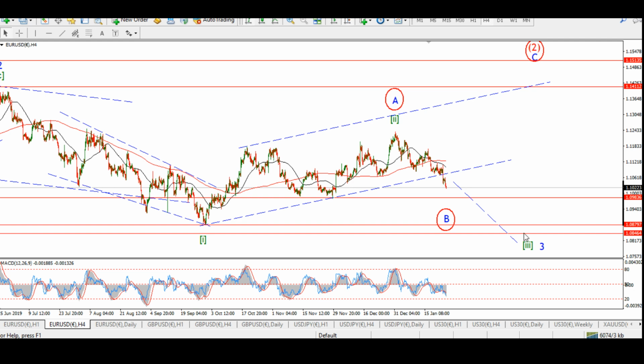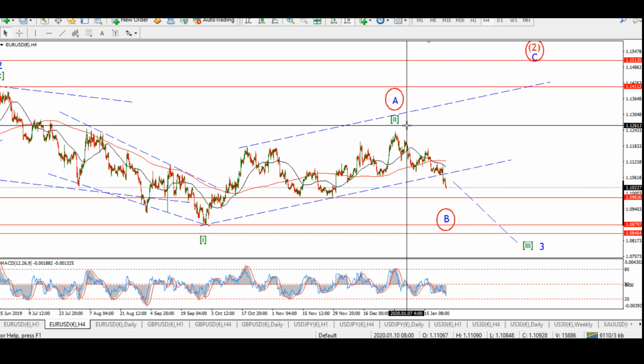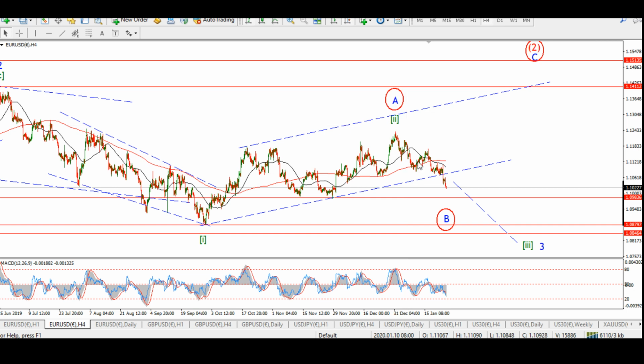4-hour chart, euro dollar. I am tracking two possible outcomes here, as usual. The current operating wave count views wave 2 here, this little ditty here in green, as complete. And now we are working on a decline into a third wave.